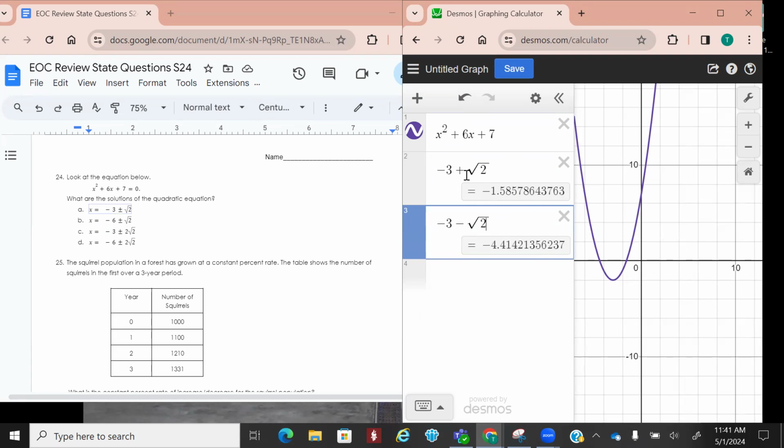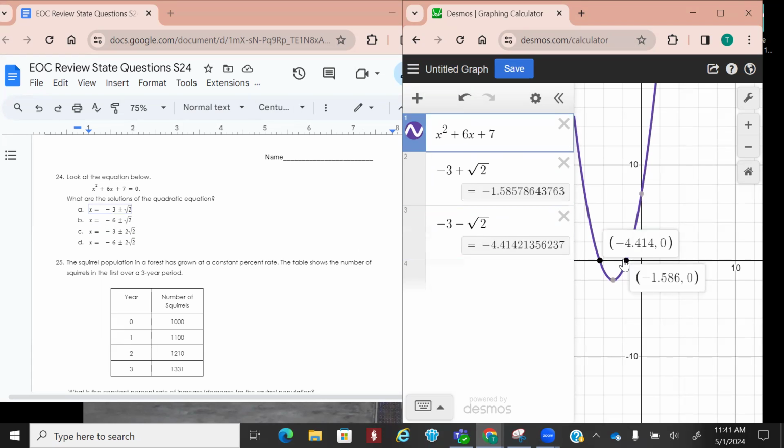Okay, so notice how I typed that in, and that's exactly what I see as the decimals for these two. So A would be your answer. I have to type the rest of them in. Does everybody understand that? I have not had to do any math. Desmos has done it all for me.